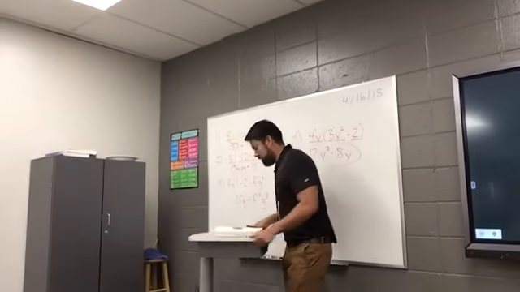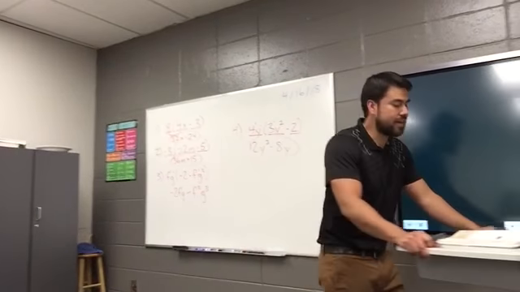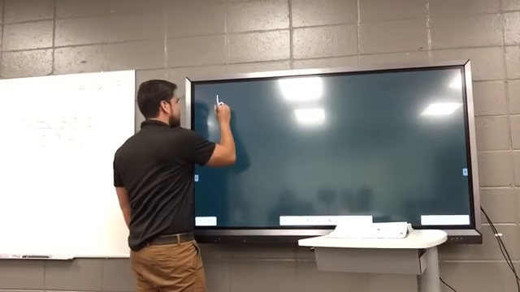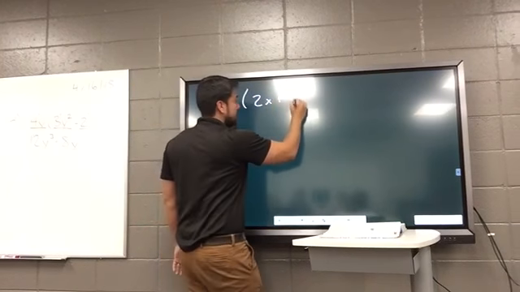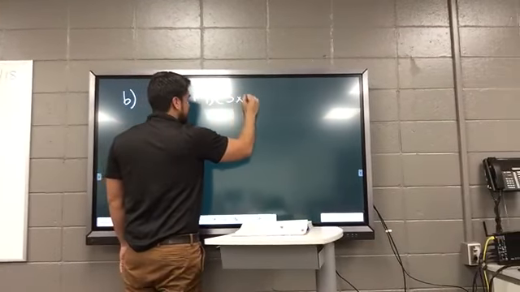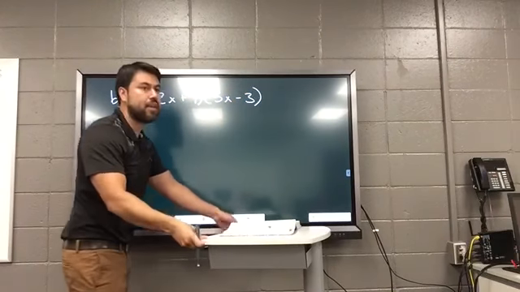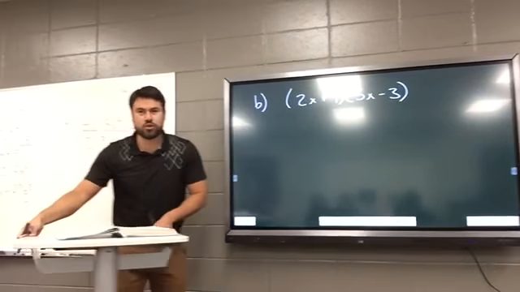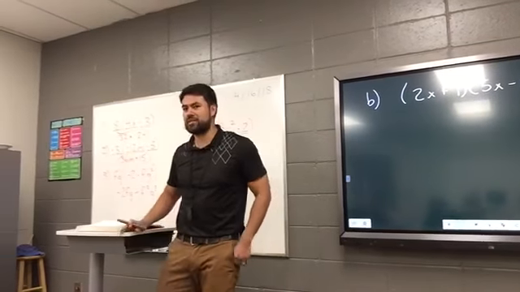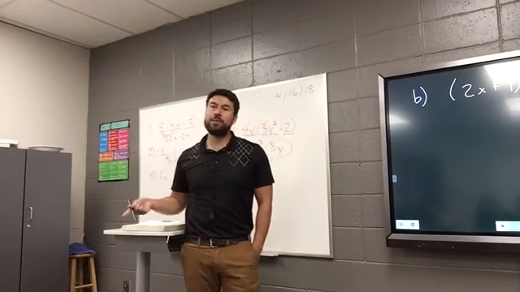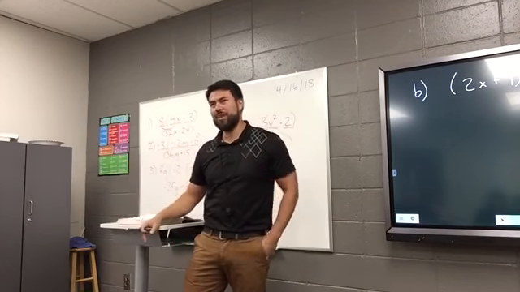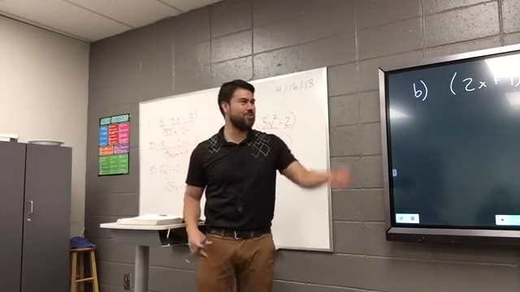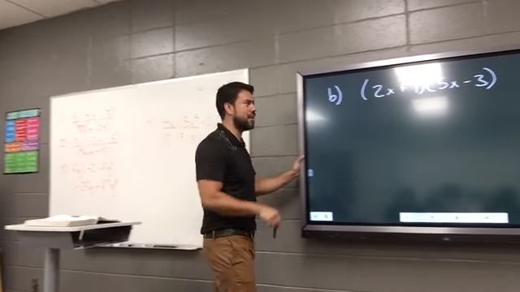Let's go to example B. 2x plus 1 times 5x minus 3. So this is B on example 1. 2x plus 1 times 5x minus 3. I'm going to call in different people to give me the first terms, outer terms, inner terms, last terms. And then some other people to give me what the product of those terms is.